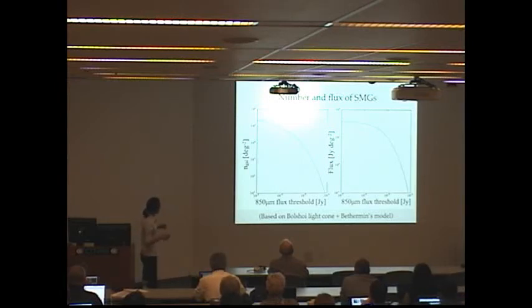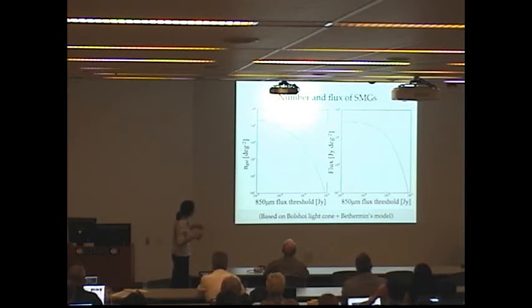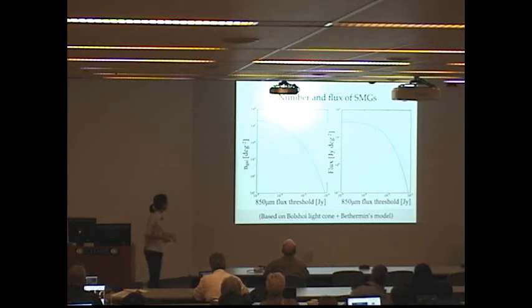The design of CSST has a confusion limit of about 0.7 millijansky, so it's around here. So we expect to see a few thousand galaxies per square degree. And the interesting part is the flux as a function of threshold. You can see that it plateaus. If we don't resolve anything, this is our CIB intensity. But if we resolve it down to 0.7 millijansky, we actually resolve about a quarter to a third of all the submillimeter galaxies.